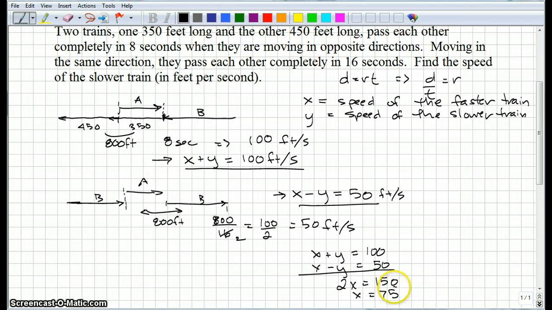All right? And then that means because the sum of the speeds is 100, the slower train would have to be 25 feet per second. All right? And that's what we're asked to find, the speed of the slower train. So there you go, the slower train. Now we still don't know which train is moving slower. We don't know if it's train A or train B, the 350-foot train or the 450-foot train. But the slower train, whichever one is moving slower, is going 25 feet per second. All right. So there's your answer.